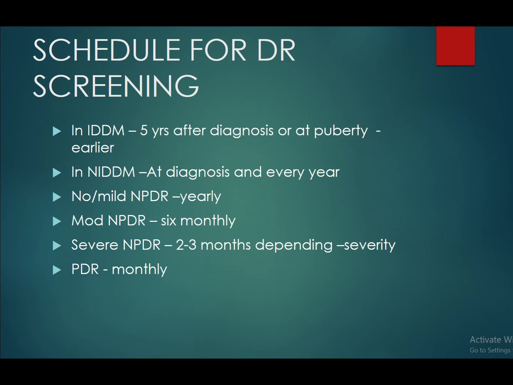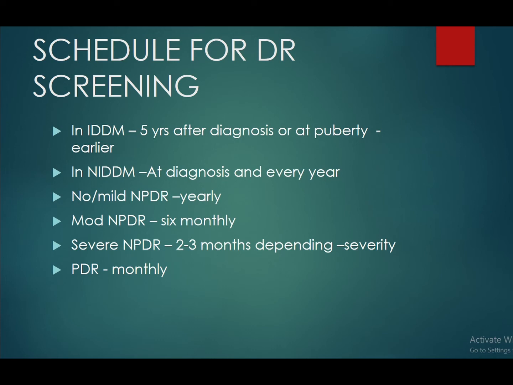So what is the schedule for diabetic retinopathy screening? If the patient has type 1 diabetes mellitus, you can do it 5 years after diagnosis or at puberty, whichever is earlier. In a non-insulin dependent diabetes mellitus patient, you have to do it at the time of diagnosis because you do not know when they actually got the disease. They might have been incidentally checked up and found to have non-insulin dependent diabetes mellitus, and every year thereafter you have to do the screening. If they do not have any manifestations of diabetic retinopathy, or if they have a mild non-proliferative diabetic retinopathy, you have to do a yearly screening for these patients.